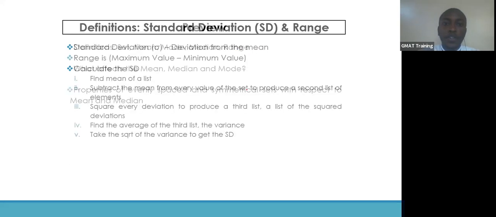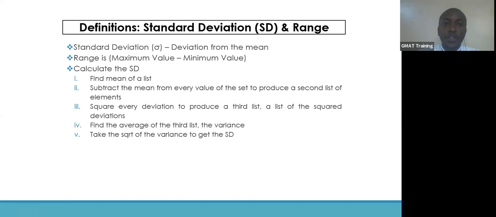And so let's define what standard deviation and range are. Standard deviation is the deviation from the mean, and range is the maximum value minus the minimum value. I believe this is self-explanatory. Just take the biggest value in the set and the smallest value in the set, then do the difference. All right. For the standard deviation, it's the deviation from the mean.